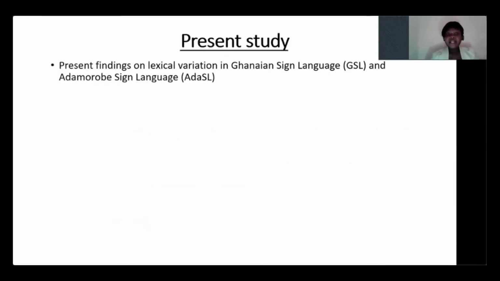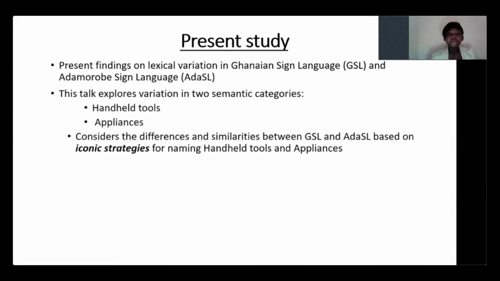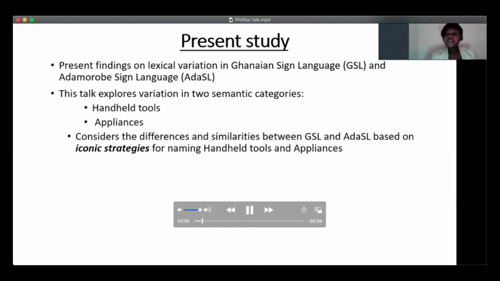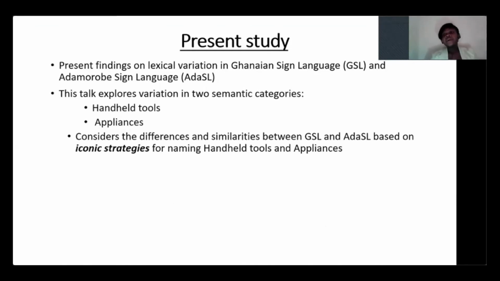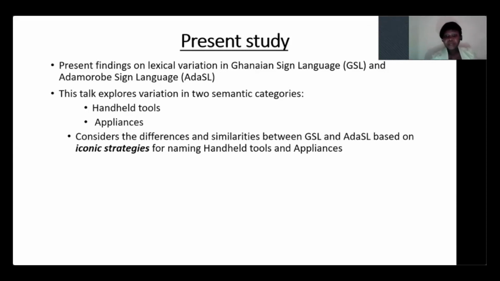So in today's study, I'm going to present a finding on lexical variation in Ghanaian Sign Language and Adambrobe Sign Language. I'll explore variation in 2 semantic categories, that's handheld tools and appliances. So tools that are held by the hands and household appliances. So I'll consider the differences and similarities between these 2 sign languages based on 1, iconic strategies for naming handheld tools and appliances. I will explain later.